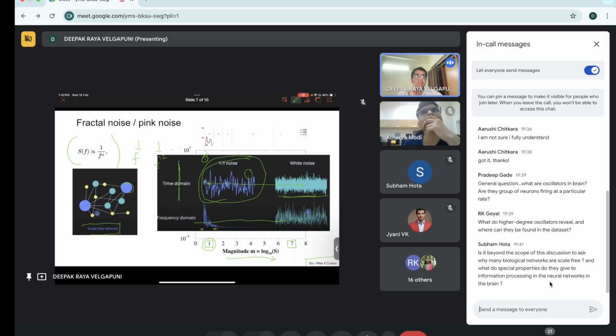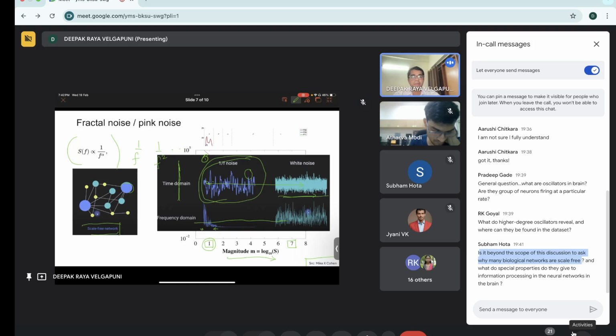Why are many biological networks scale free? It is scale free. It is just how the design is. So I have no specific, exact answer why it is, but the structure of the brain is arranged like that. But these later, lower frequencies actually are used in longer time scales.